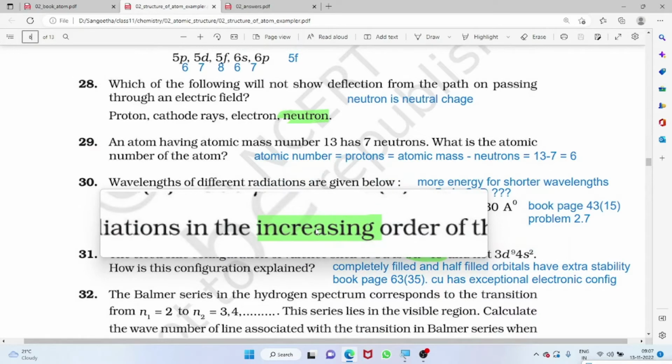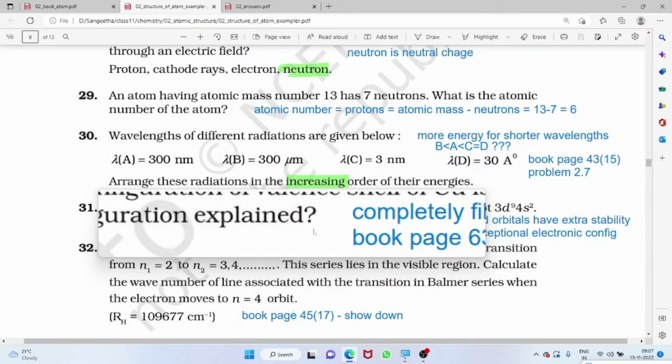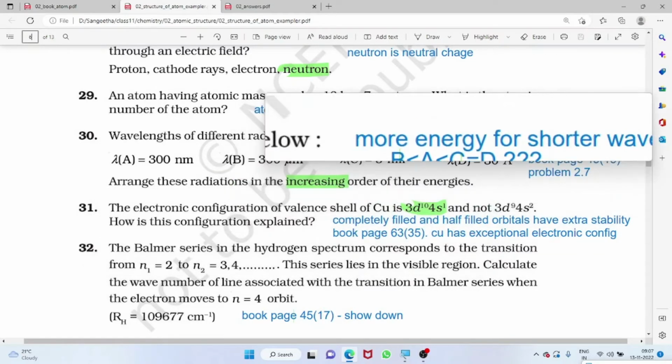Which of the following will not show deflection from the path on passing through the electric field? Neutron, because it is neutrally charged. Neutron is a neutral particle, so it will not have any deflection. An atom having the mass number 13 has 7 neutrons. What is the atomic number? Atomic number equals number of protons equals number of electrons. The mass number equals protons plus neutrons. So from 13 we have to subtract 7 to get the atomic number, that is 6.